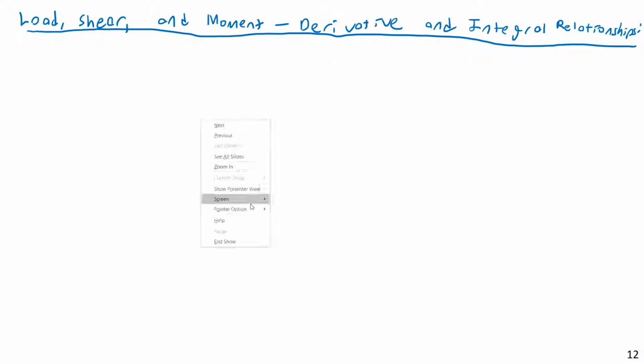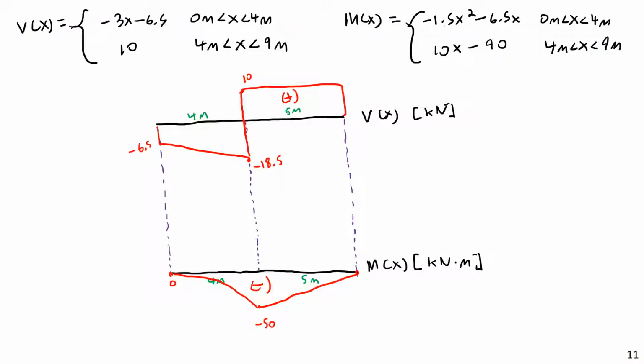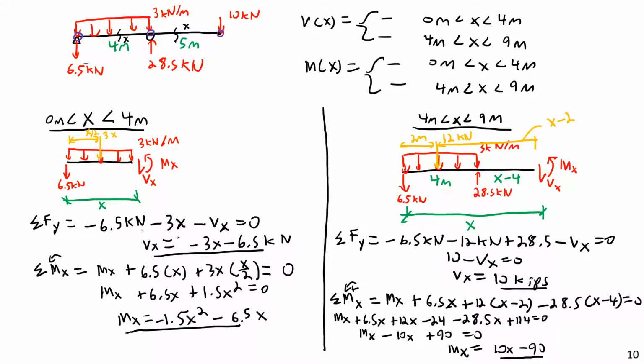Okay, so as we saw previously, there is a calculus-based relationship between these things. And we can see this a few ways. First, we can see this from the actual functions that we've solved for using the method of sections. So with this method, we take cuts and do the method of sections on it. And so we can see that the shear is the derivative of moment, and moment is the integral of shear.